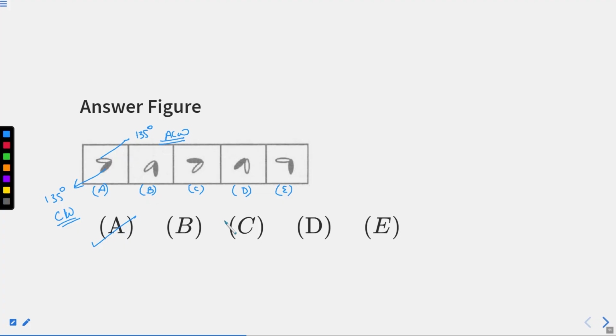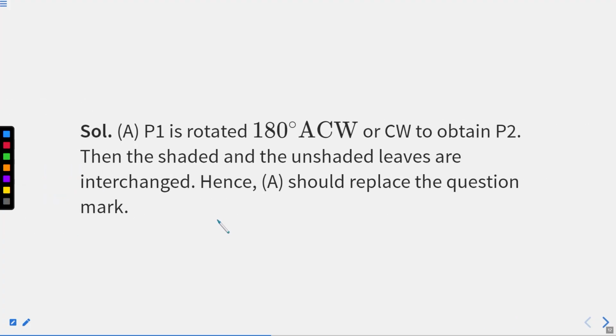So with this, I am moving to the answer part, that is the written part. You can see here as well another degree rotation. P1 is rotated 180 degrees anti-clockwise or clockwise to obtain P2. This is the direct method, right? What they did was move the entire figure by 180 degrees to obtain P2. Then the shaded and the unshaded leaves are interchanged, hence A should replace the question mark.